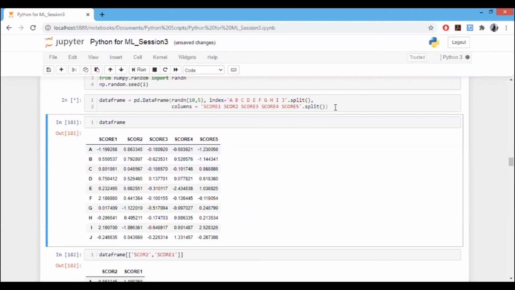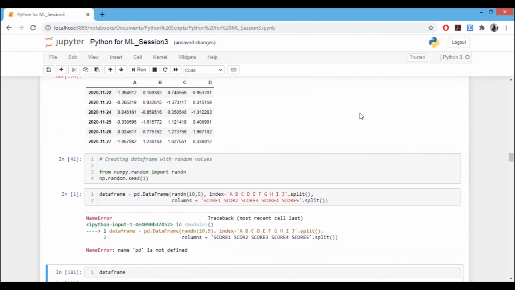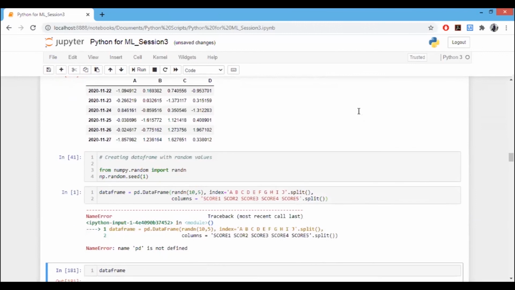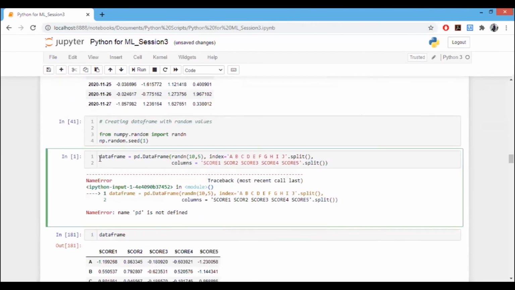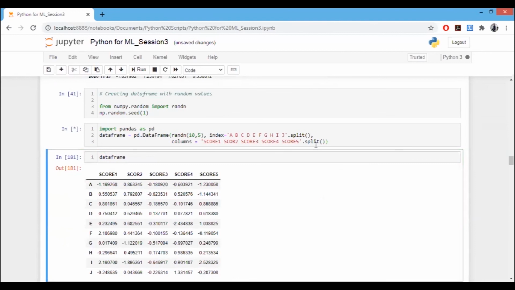it might give me an error because I did not import pandas here. So what I'm going to do is import pandas as pd and then run this cell. So it's executing.